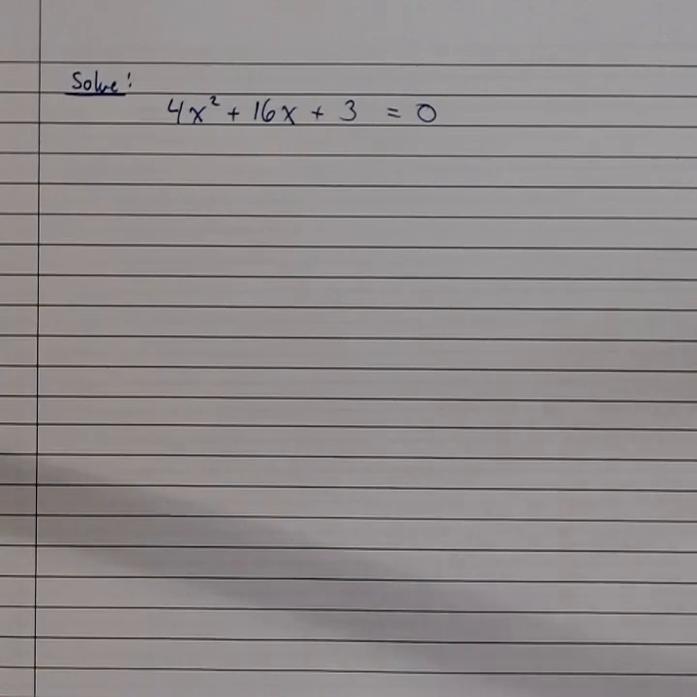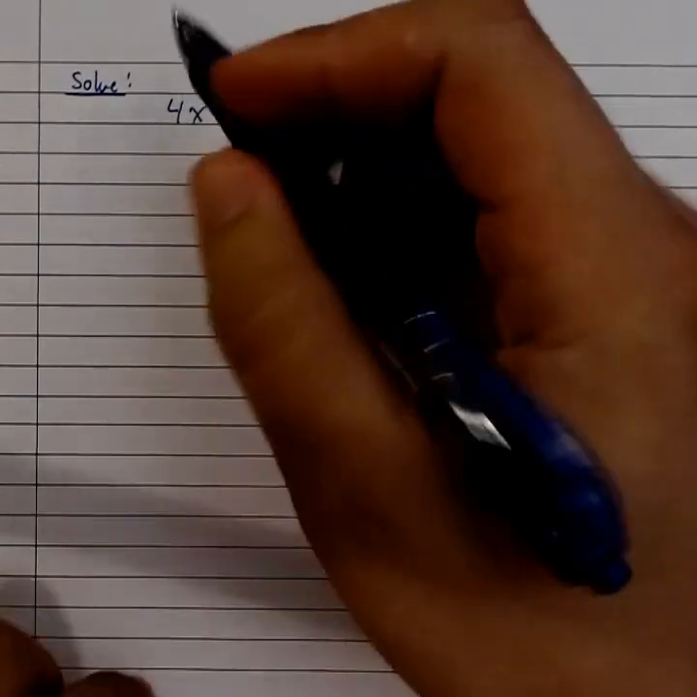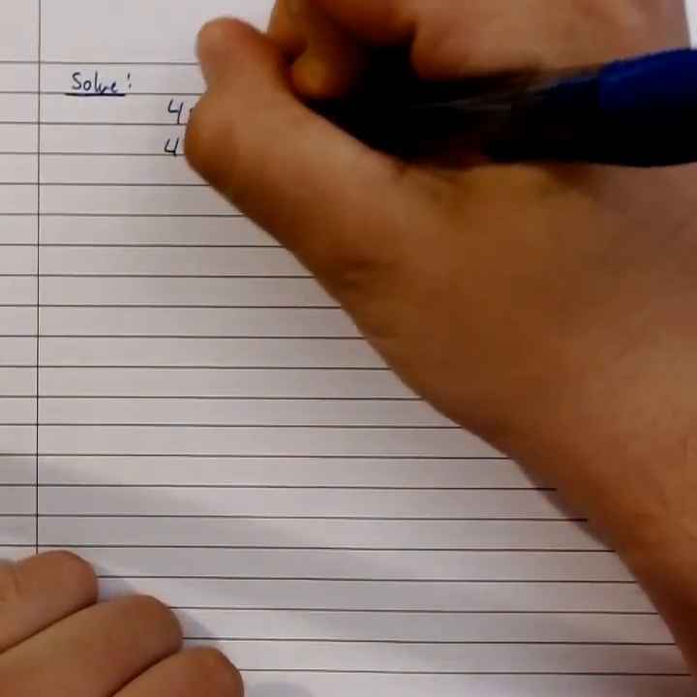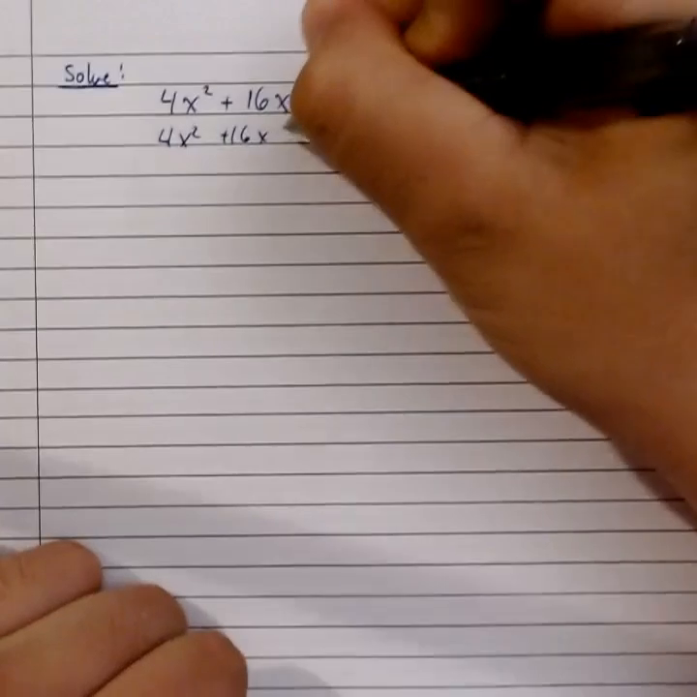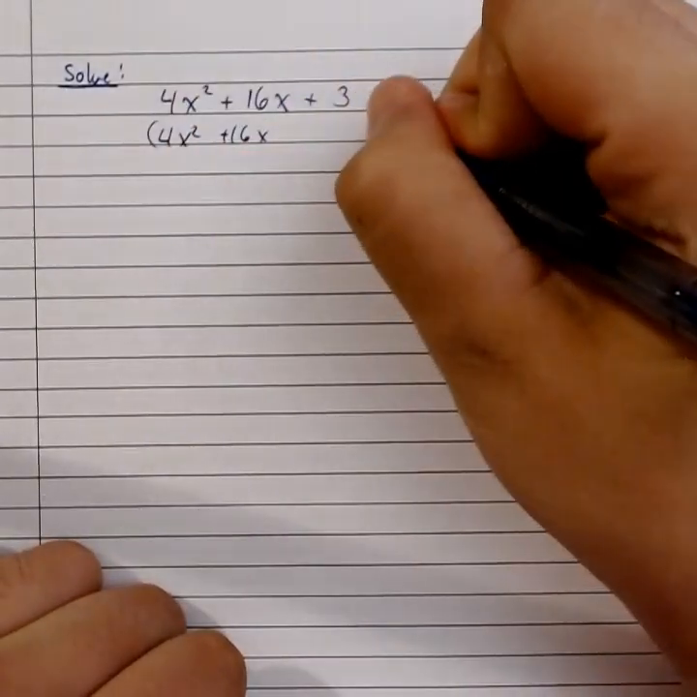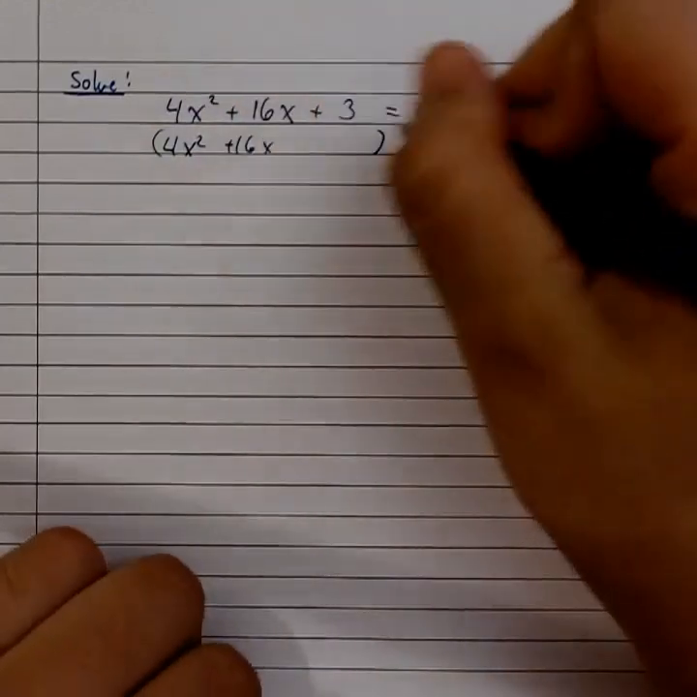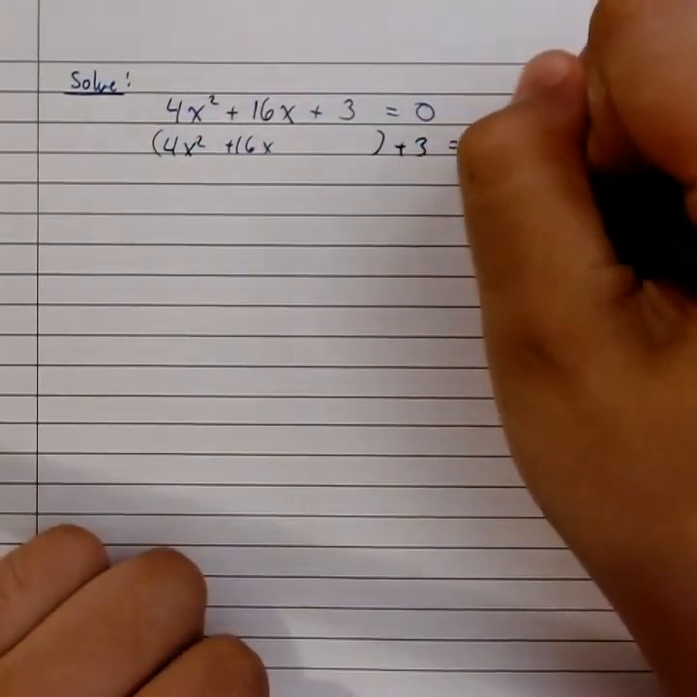All right, so let's go through this one. First, we're going to complete the square. Let's start off by taking these two terms and bunching them together, so 4x squared plus 16x. I'm going to put parentheses around those, leave a bit of space, and then I'm going to have the plus 3 on the outside, is equal to 0.